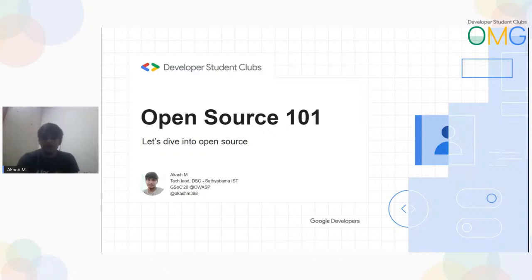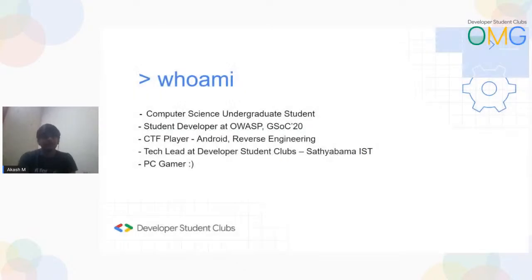Okay, fine. So today's session is going to be fully about open source. It'll be for the beginners as well as product developers who want to get into open source development. So let me introduce myself. I'm a computer science undergraduate at Satyabama Institute of Science and Technology, Chennai. I'm a student developer at OWASP as a part of Google Summer of Code. I'm working as a front-end developer for OWASP, and I'm a CTF player specializing in Android and reverse engineering. I'm a tech lead at the Developer Student Club, Sathyabama Institute of Science and Technology, for ML and design. And of course, I'm a PC gamer.